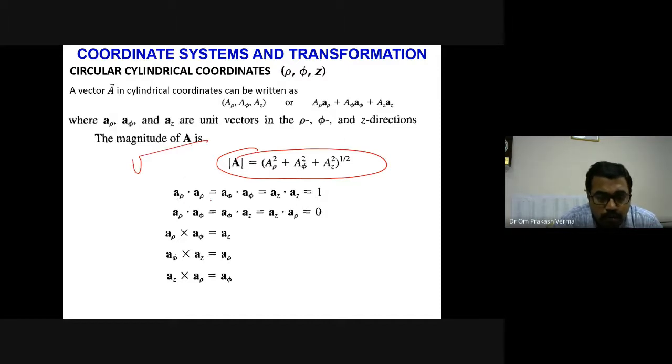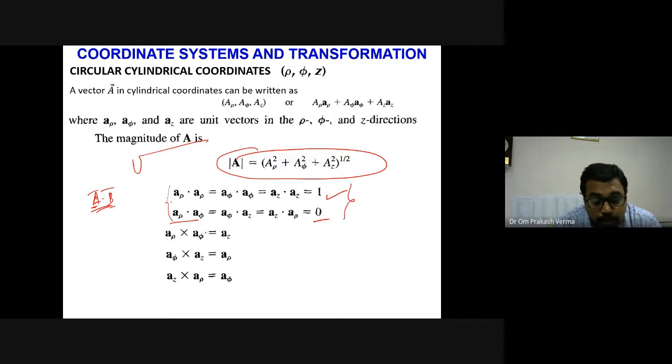Now, as you also know from the dot product rule, A dot B, if both vectors are collinear, or you can say both follow the same direction, then the dot product should be one. Or if both vectors are orthogonal or perpendicular, then the dot product should be zero. The same fundamentals are applied here, and you can calculate it like this.